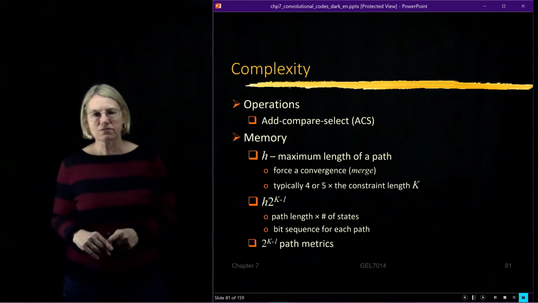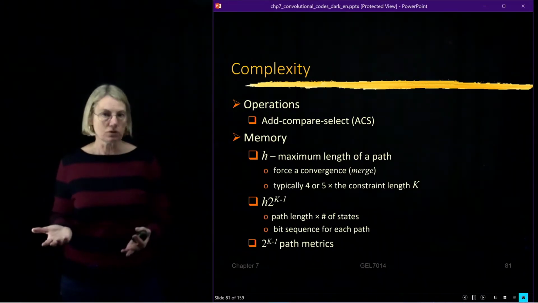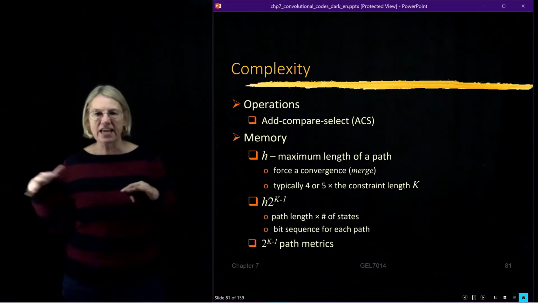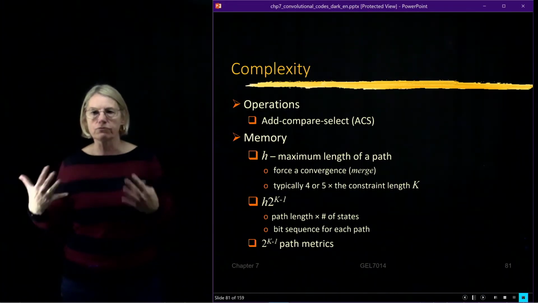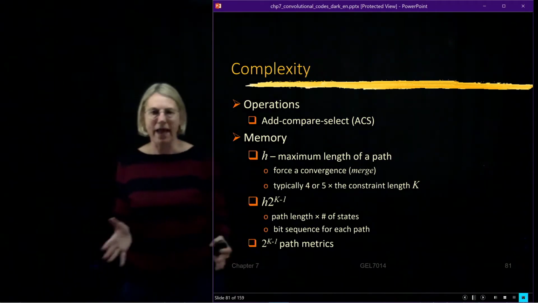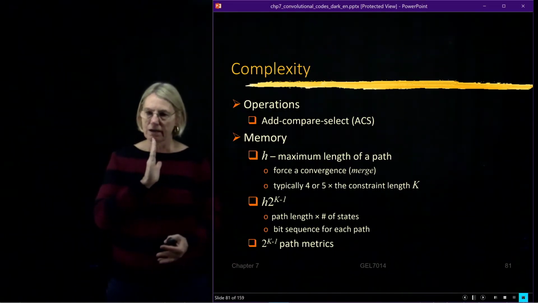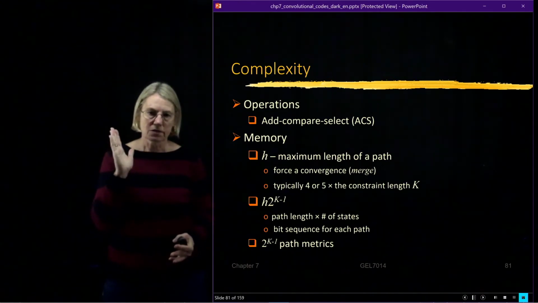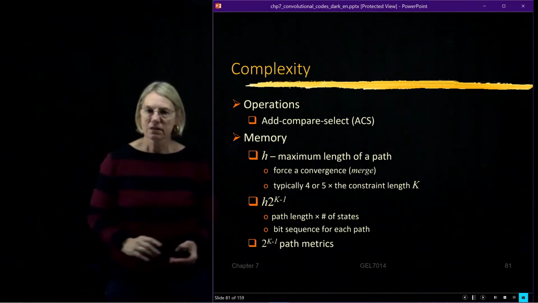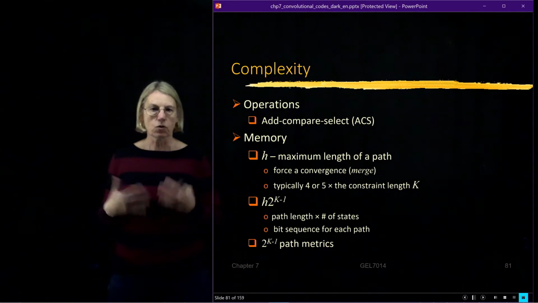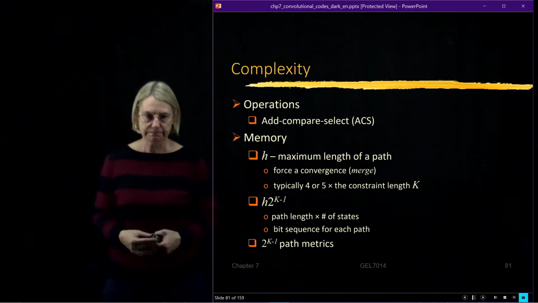So let's now look at the complexity. Why is this Viterbi algorithm useful? Because we have taken what would otherwise be a brute force search of all of the possible paths, and instead we have created a sequence of operations that organizes and does it in an orderly and efficient manner.